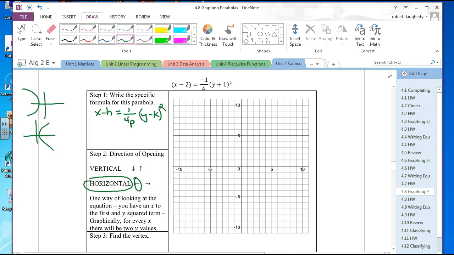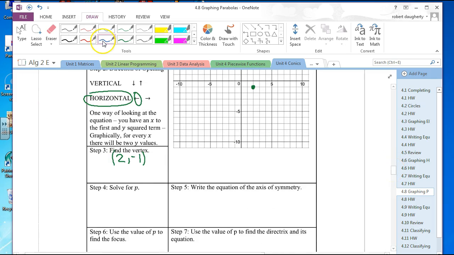Okay. So where is the vertex? 2, negative 1. So 2, negative 1. Now let's figure out what p is. To figure out what p is, I've got to set this equal to what? It's going to be negative 1/4. So I've got 1 over 4p equal negative 1/4. You can just cross multiply if you need to. That's 4 equal negative 4p. So p is equal to negative 1.